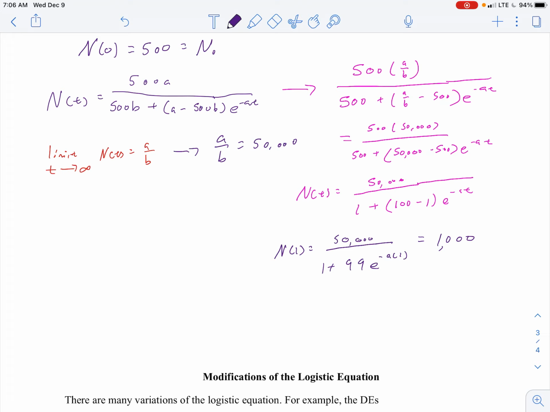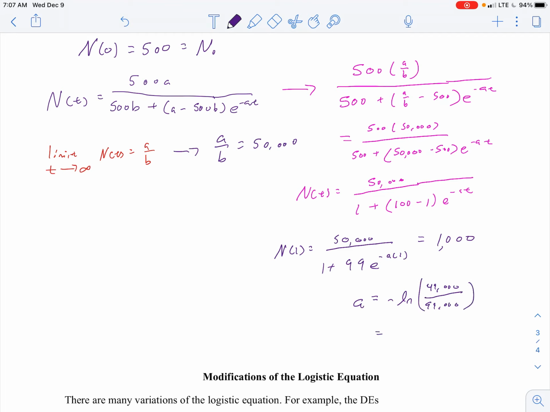You can multiply the 1 plus 99 e to the negative a to the right hand side and get 1,000 plus 99,000 e to the negative a. And then what you can do is subtract the 1,000 and get 49,000 divided by 99,000, and you would eventually get a is equal to negative natural log of 49 over 99. I'll say 49,000 over 99,000 just so that you can see where our numbers are coming from. That's if you solve for a.